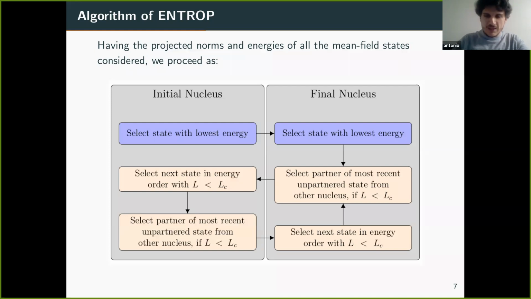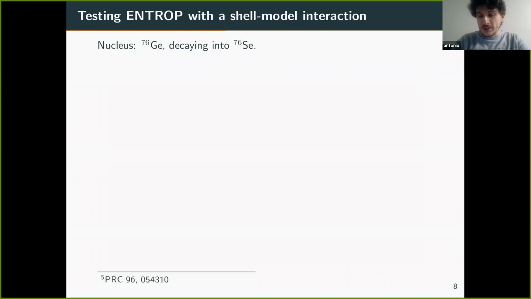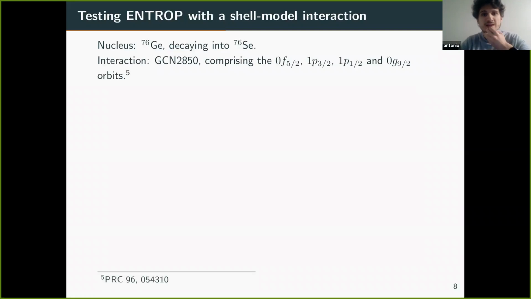Okay, so the thing is, can we do that? Can we afford to do that? So we need to test this method, and the test that we chose is, well, the nucleus is going to be germanium, which decays into selenium. The interaction that we're going to use is a shell model one. It's called the GCN 2815, and it's just a balanced space with an inner core interaction. And it comprises these orbitals here.